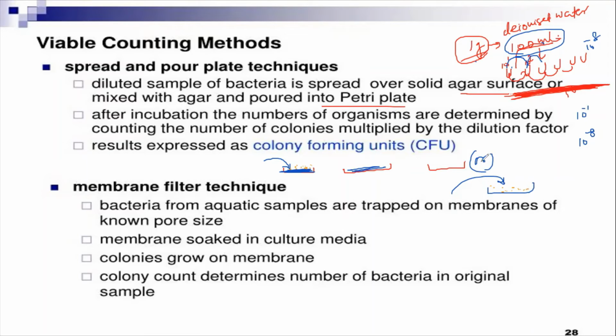So both methods are there. Same way I'm going to do it. Now after incubation, the number of organisms is determined by counting the number of colonies and finally multiplying by the dilution factor.